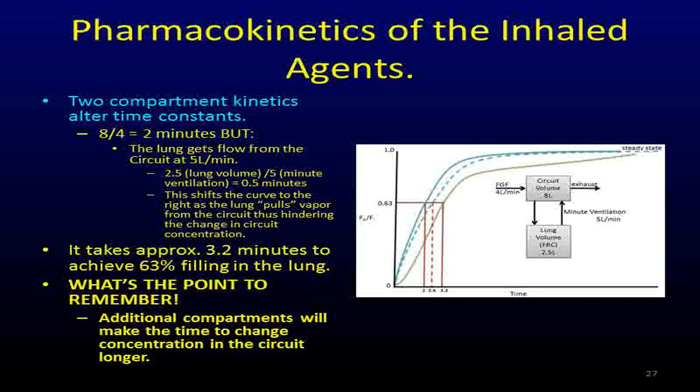So now I have 5 liters per minute, and I have a volume in the lungs of 2.5 liters that I'm trying to change over. So just by that itself, when you're looking at the flow from the circuit into the lung, what's your tau?